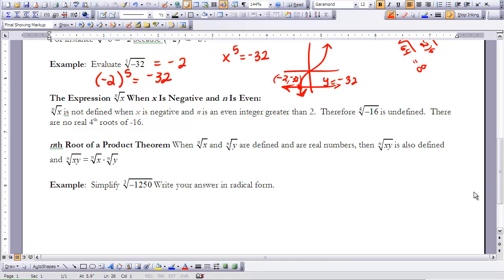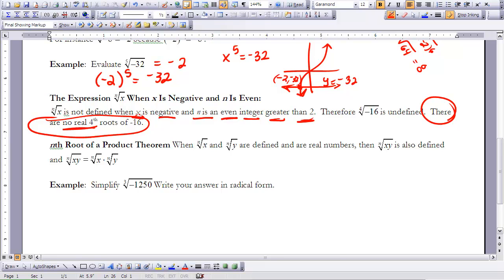Now let's evaluate the nth root of x when x is negative and n is even. The nth root of x is not defined when x is negative and n is an even integer greater than 2. Therefore, the fourth root of negative 16 is undefined. There are no real fourth roots of negative 16. We leave that undefined.